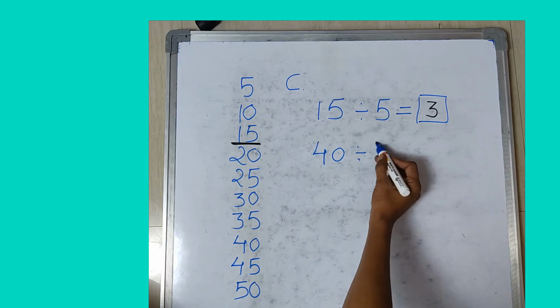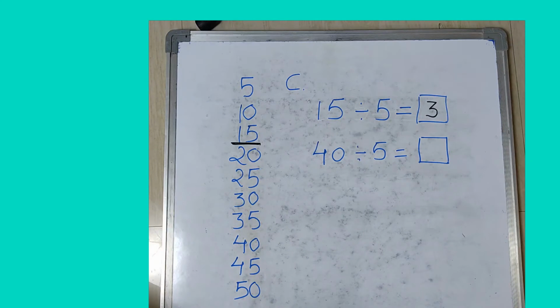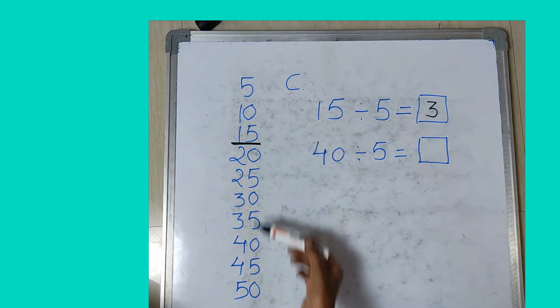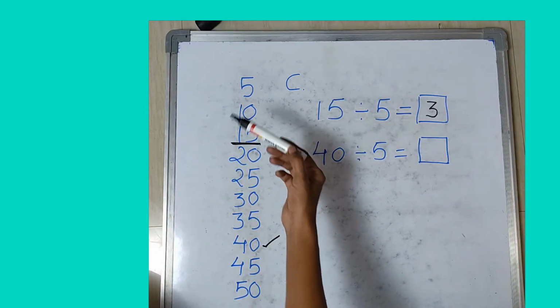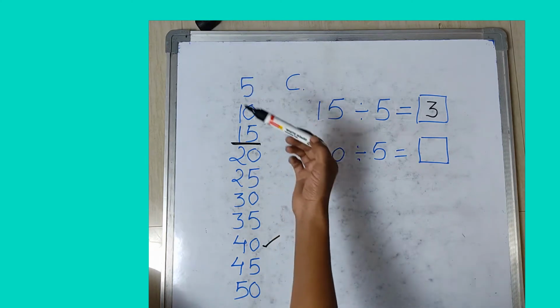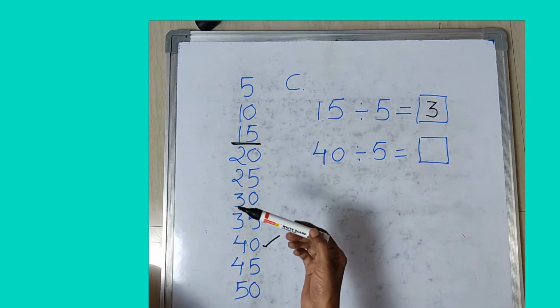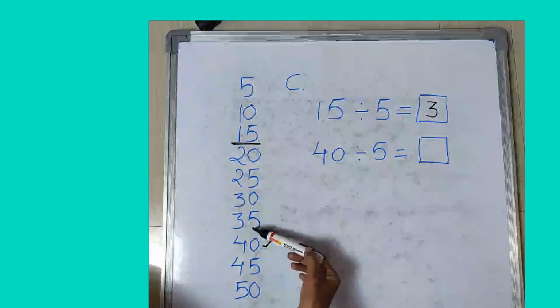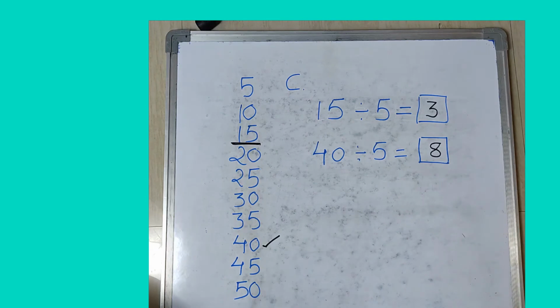40 divided by 5 is equal to, we have to find out the answer. So in this table, where is 40? Here. 5 1 is 5, 5 2 is 10, 5 3 is 15, 5 4 is 20, 5 5 is 25, 5 6 is 30, 5 7 is 35, 5 8 is 40. It means the answer is 8. In this way, solve the remaining questions of C.